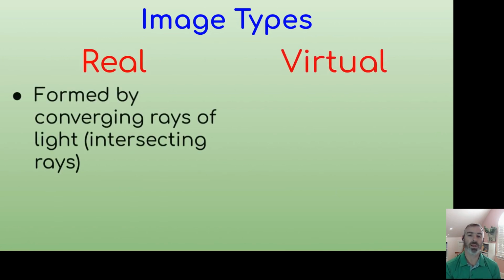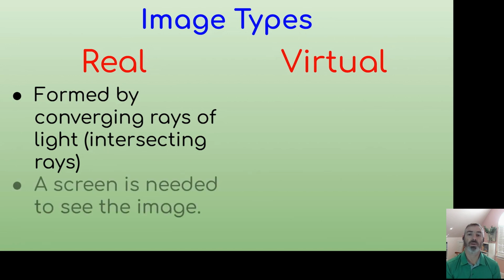We have a real image or a virtual image as our options for images that form. A real image is formed by the converging rays of light that intersect on the same side as the object is placed. What that means is there's no image formed in the mirror, so you're going to need a screen in order to see the image, so that you can project it onto a screen.